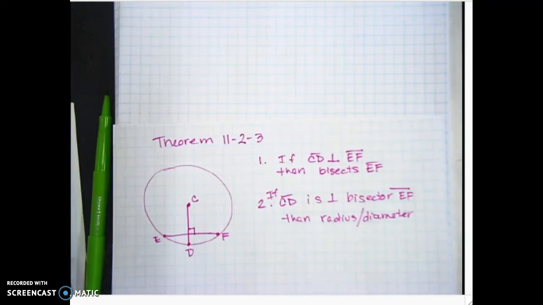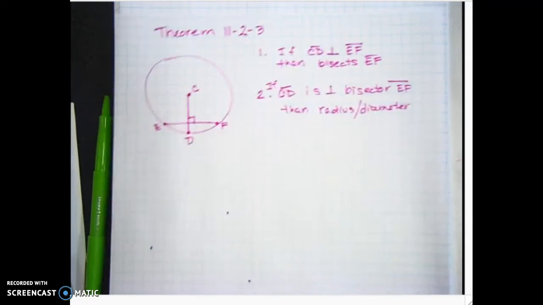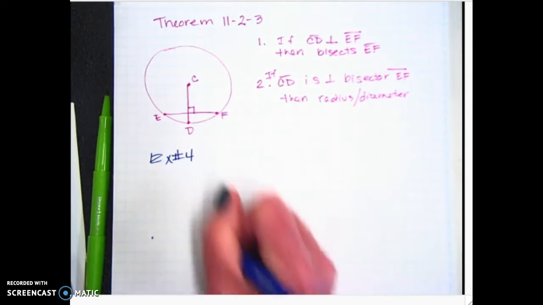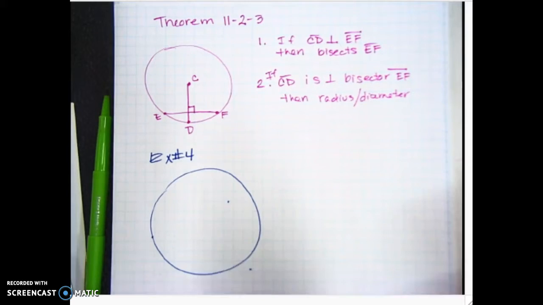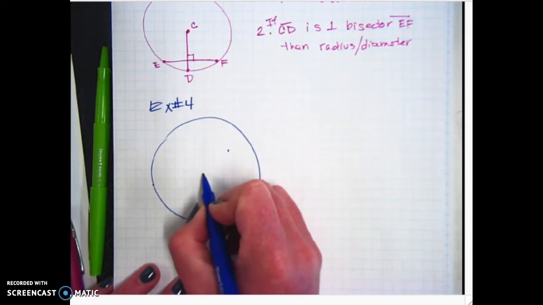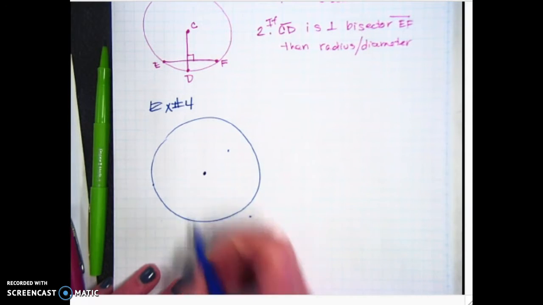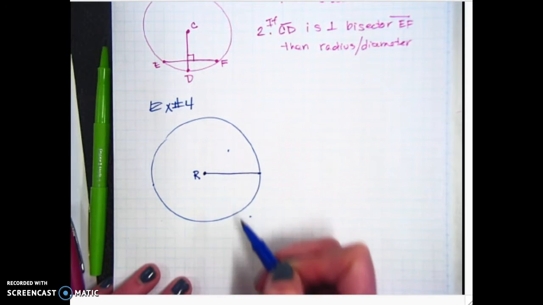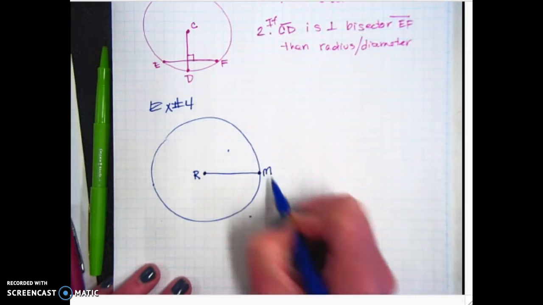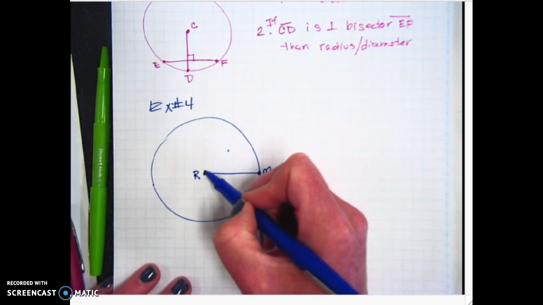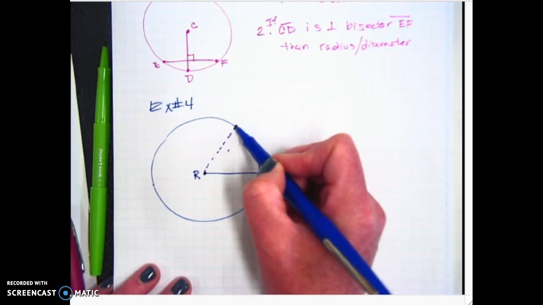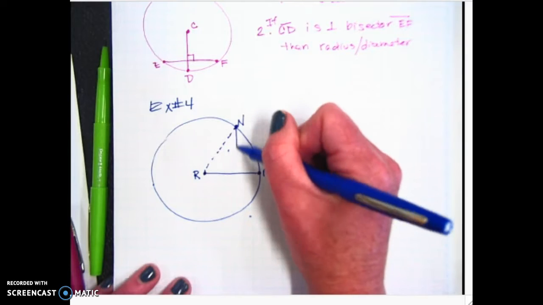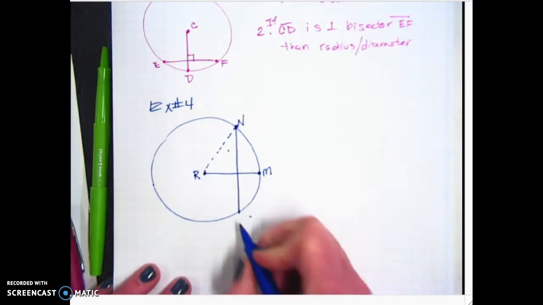So let's look at the practical application for it. Which will be example number 4. It should be your last box. So always start with the circle. And we've got circle R right here. And from R, we're going to go over to the side, making it a radius to M. We're going to dash in another radius over here to N. And then N to the other side of the circle is going to be our chord at P.